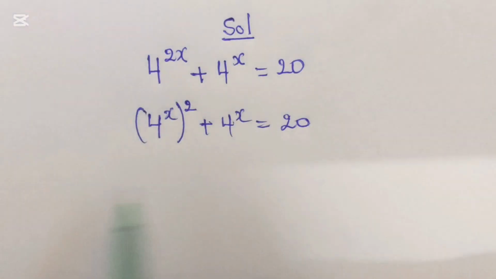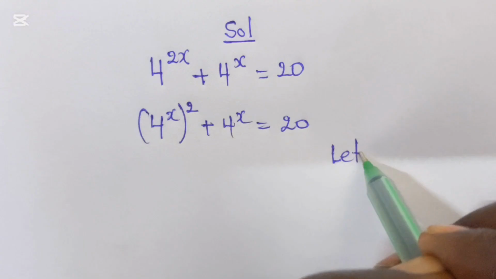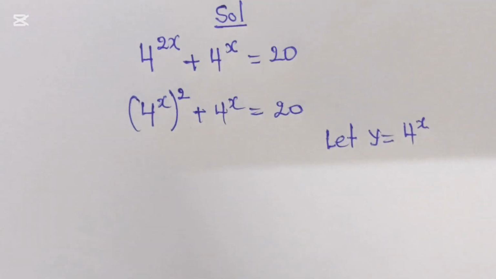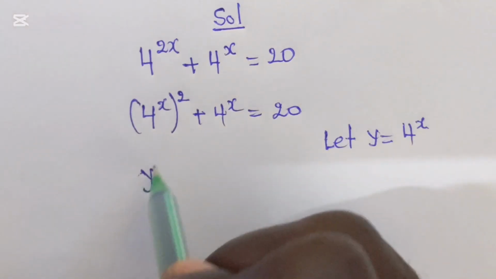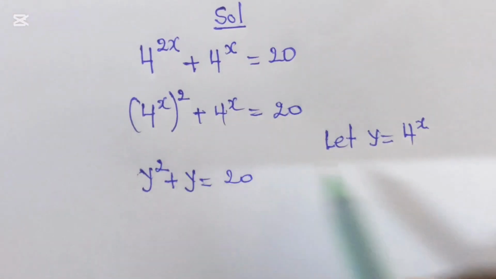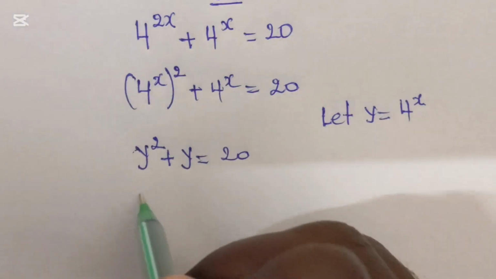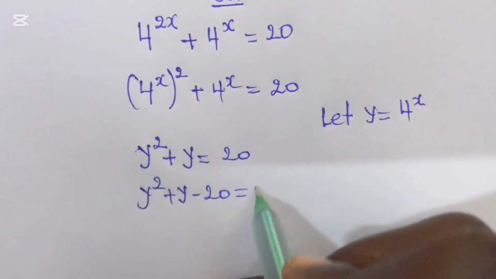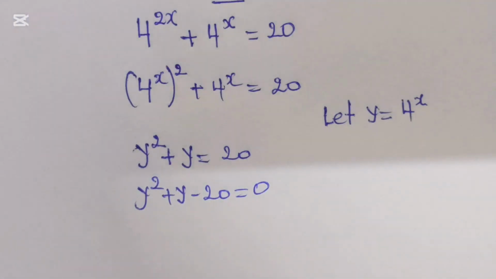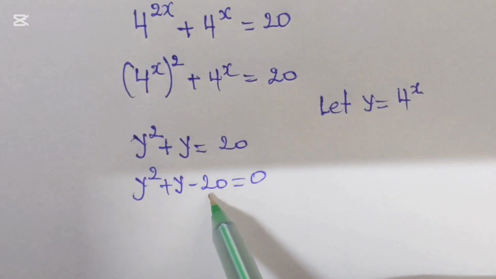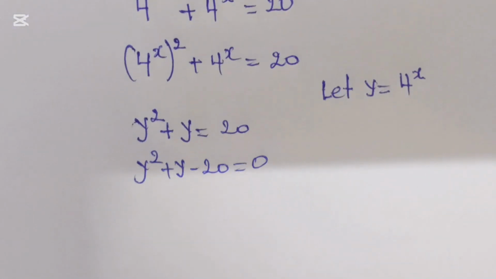By writing y equal to 4 to the power of x, this will give y squared plus y equal to 20. Then y squared plus y minus 20 will be equal to 0. If you are reaching here, we can find two numbers that multiply together to get negative 20, and their sum is equal to the coefficient of y.